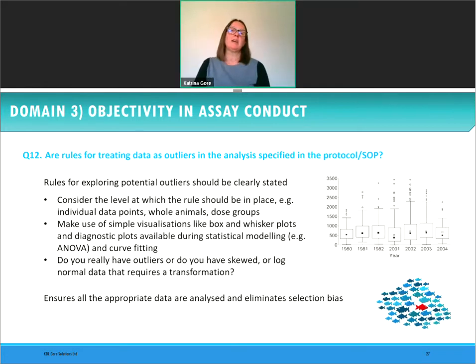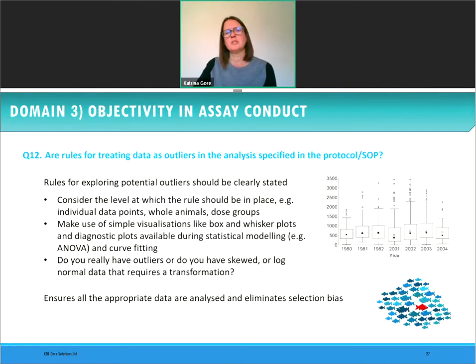We need to deal with outliers. They do crop up when we're looking at data, and if we've had some thought up front, then that does help us eliminate selection bias. We should be clearly stating what we will be doing to explore potential outliers. Consider the level the rule will need to be in place, and it might need to be in place for multiple levels with different actions. You get individual data points as outliers, or whole animals, or whole dose groups. That one's harder to understand and spot.